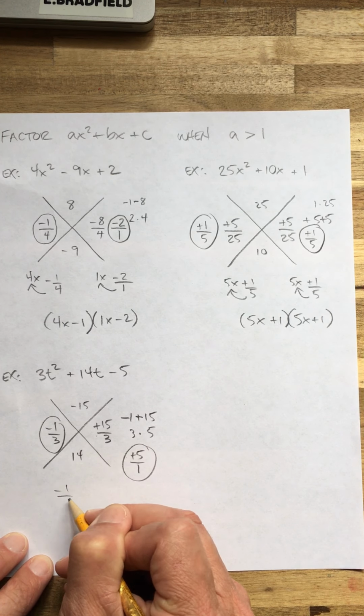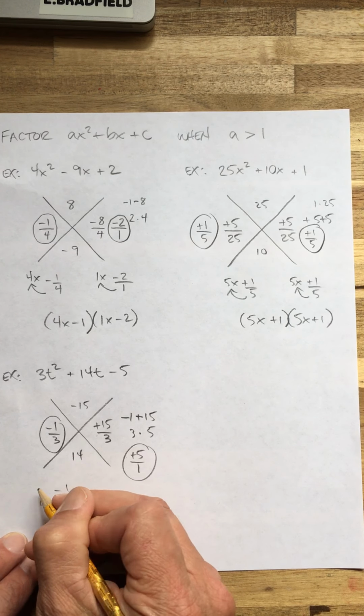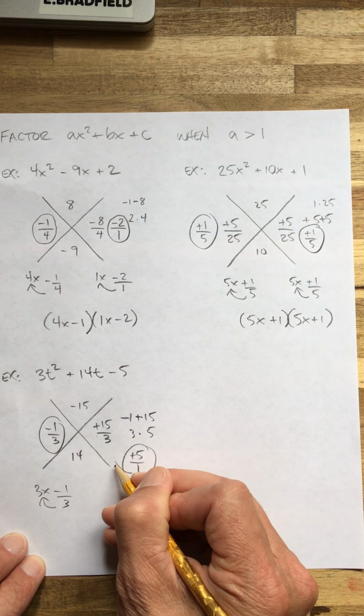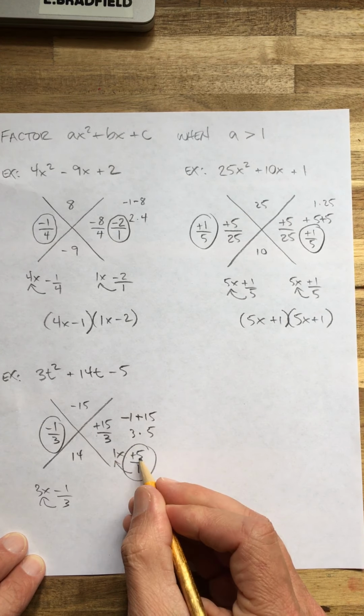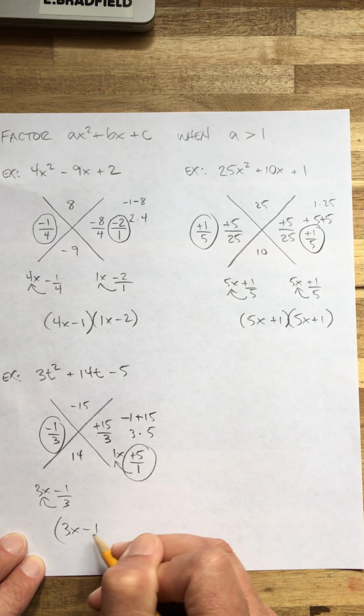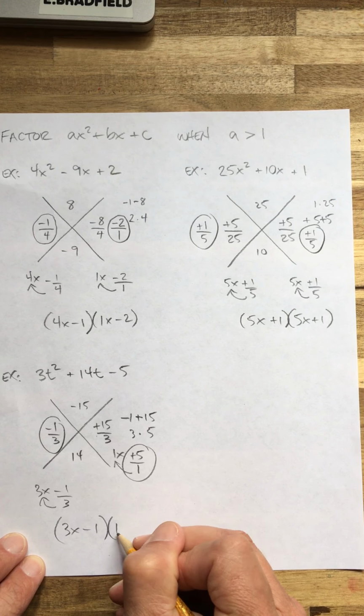Bottoms up, okay? Here I have the negative 1/3. Bottoms up, that gives me 3x minus 1. I have the positive 5 over 1, so bottoms up right there. So 1x plus 5. All right, so here are my factors. 3x minus 1 and 1x plus 5.